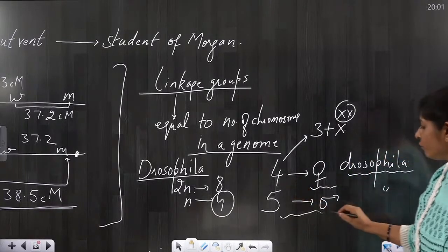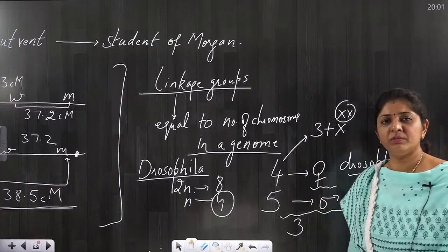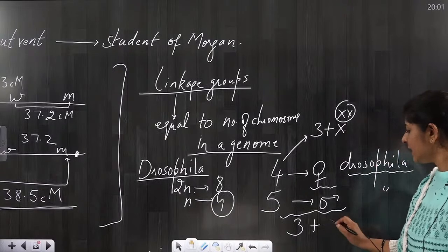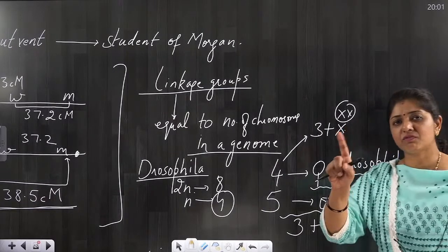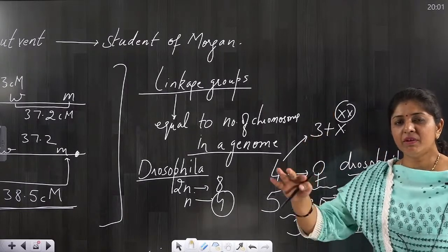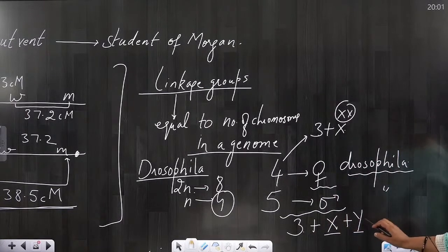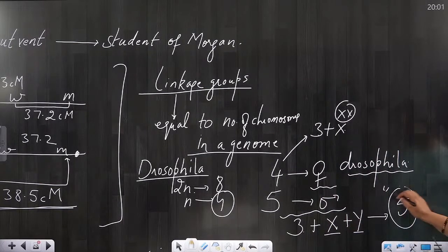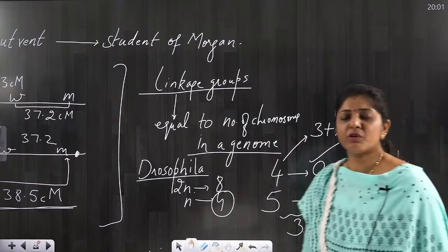So it will be 3 plus 1, which is 4 linkage groups. Now if I am taking the male, male is having 3 from the autosomes, but if I take X and Y as sex chromosomes, these two I cannot take as 1 because both are having genes that will be different. So I should count 3, 1 plus 1, it should be 5. So 5 linkage groups will be in the male Drosophila, 4 linkage groups in a female Drosophila.